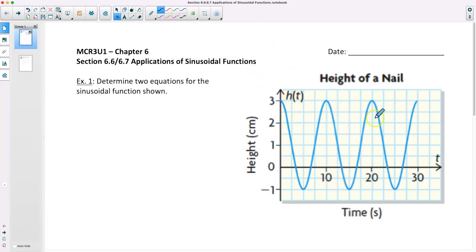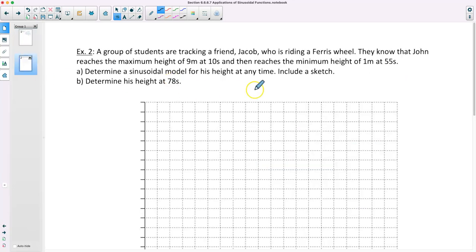First one, we're going to be looking at, given a graph like this, creating two equations, both sine and cos, related to this. And our second example is going to be an application style question where we're given some info and we're going to be graphing this as a sinusoidal model and using some interpolation and seeing an internal height.